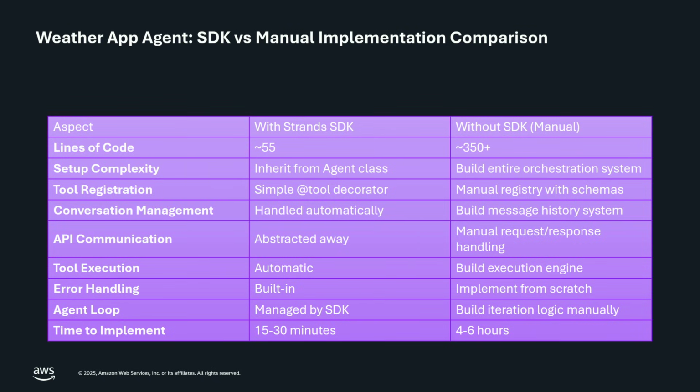Same with the agent loop, right? Beforehand, I had to build out the iteration logic manually. But now I can literally just call the agent class and have it do it for me. So a process that took 4 to 6 hours can now take 15 to 30 minutes.